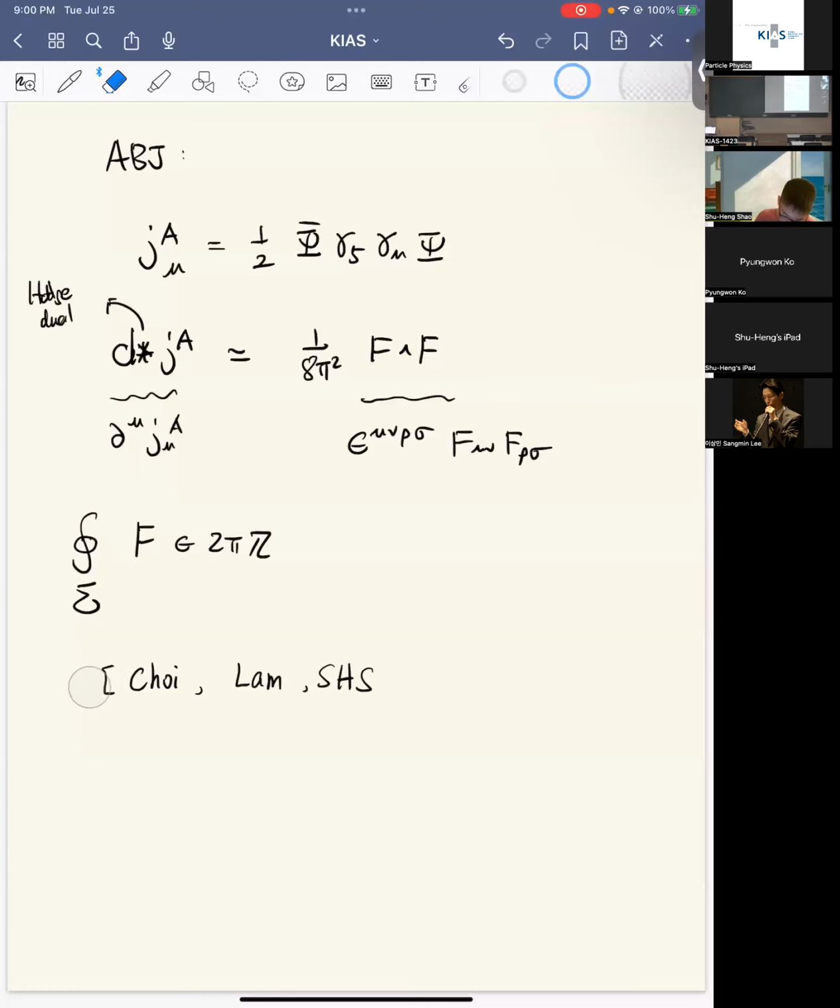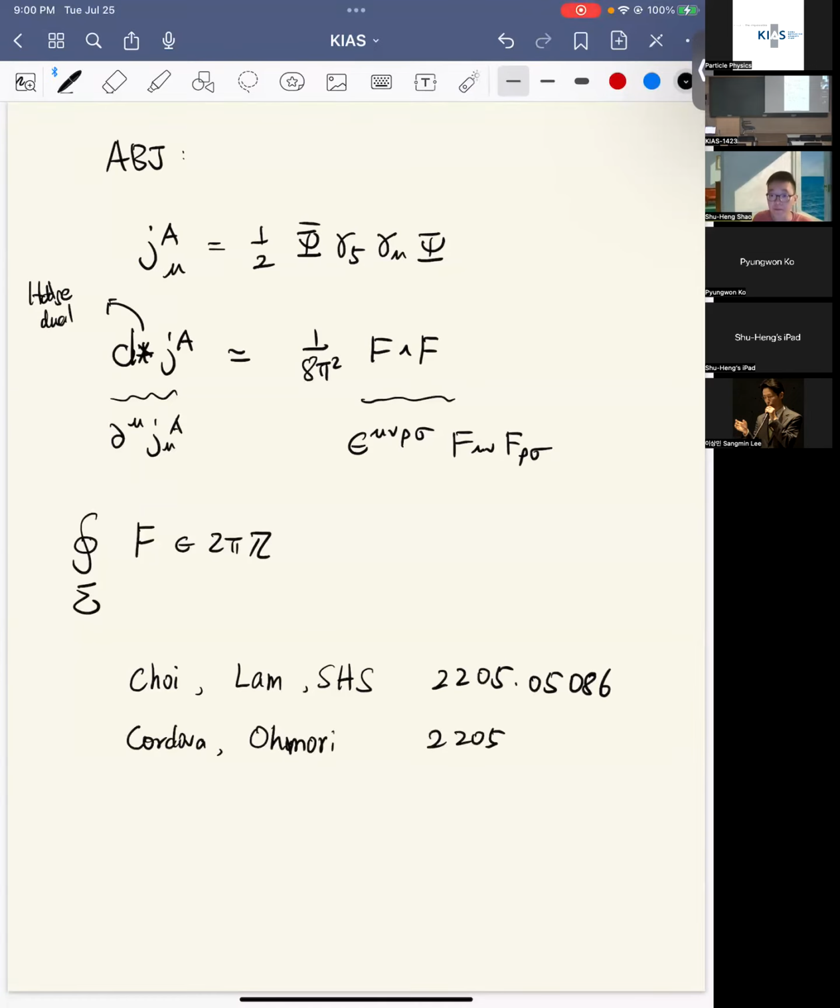We wrote this paper in the summer last year, and the arXiv number is here, 05086. Immediately after our paper, there was another one by Clay Cordova and Kantaro Ohmori. Both of them are also my longtime collaborators. Here's the arXiv number. All right, sorry about that.